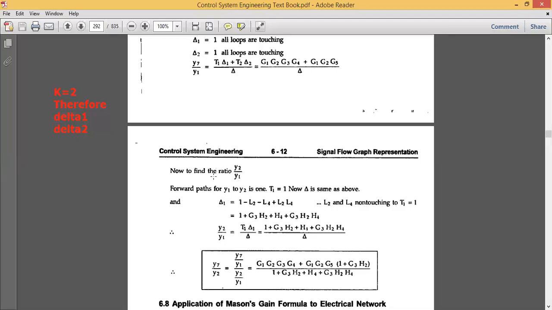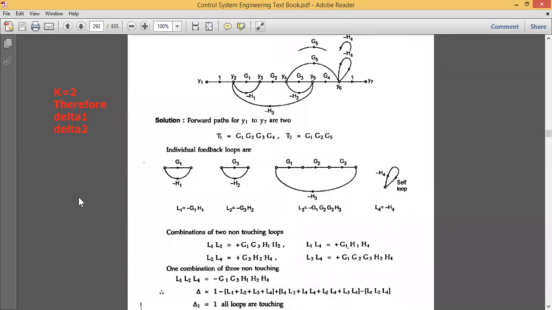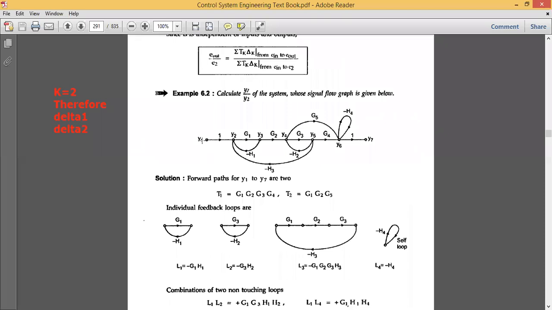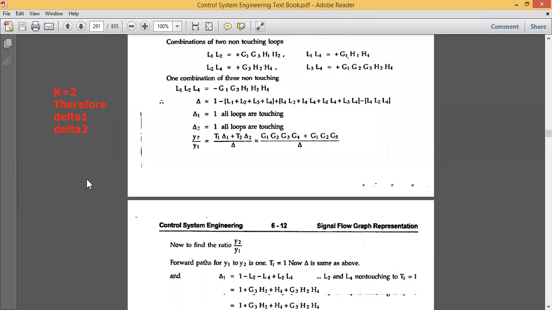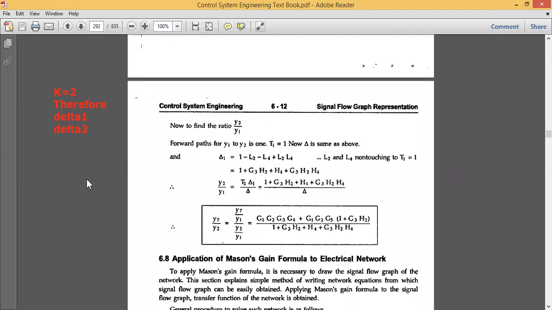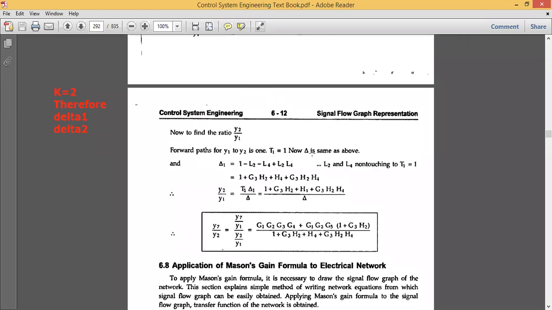Now to find this ratio, that is y2 divided by y1, what is the forward path from y1 to y2? That is 1, right? You just look at this figure. In this signal flow graph, from y1 to y2, we have a transfer function which is equal to 1. So that gives you T1 is equal to 1. Now what about the delta? The delta is the same as above. The delta will not change.